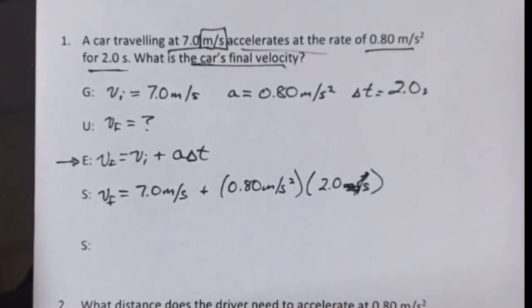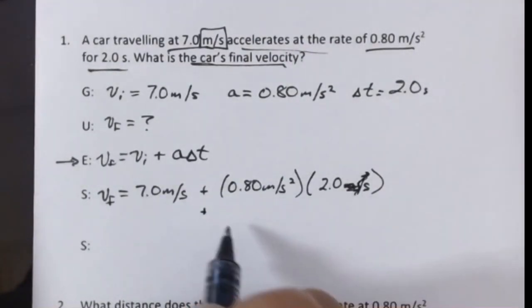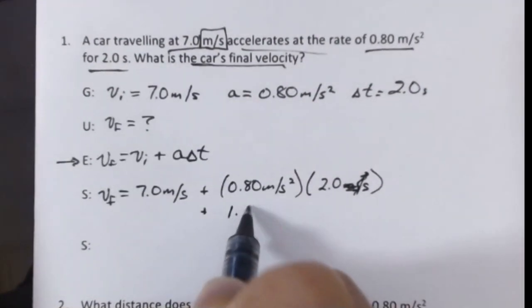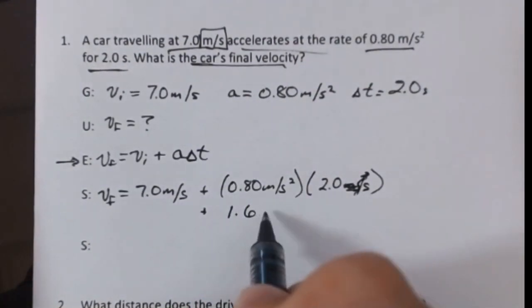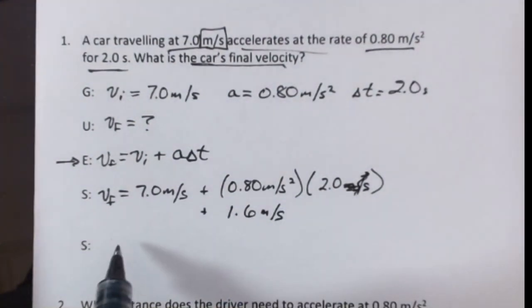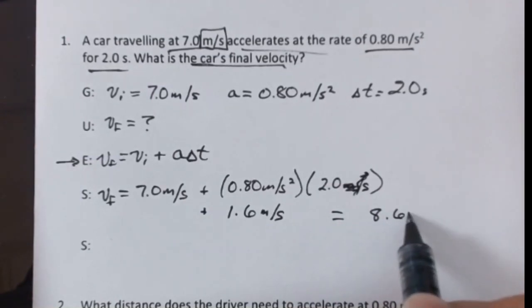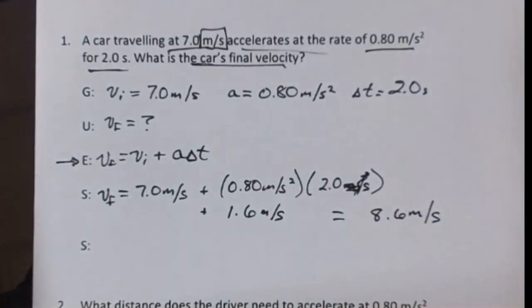That should just be seconds, right? 2 seconds. So we solve this out in 2 steps. Do our algebra, show our work. One unit of seconds is canceled out. And now we have meters per second plus meters per second, so we can add them together, and we get 8.6 meters per second.